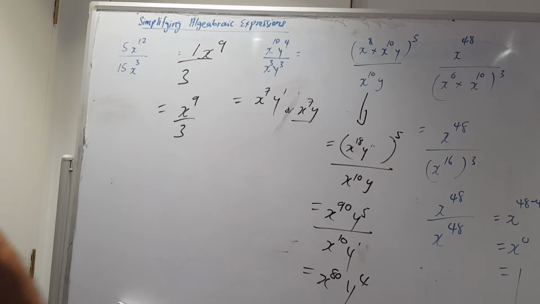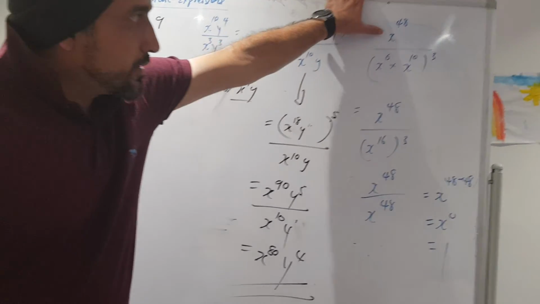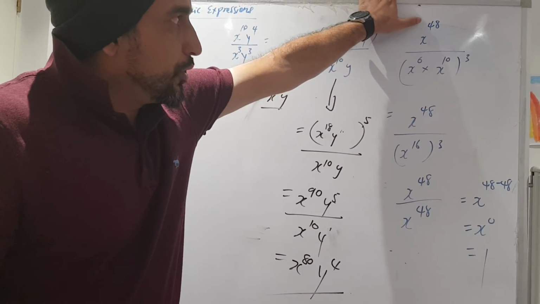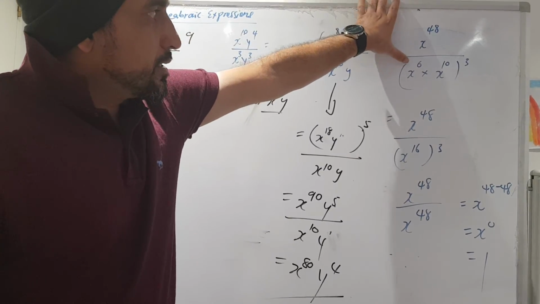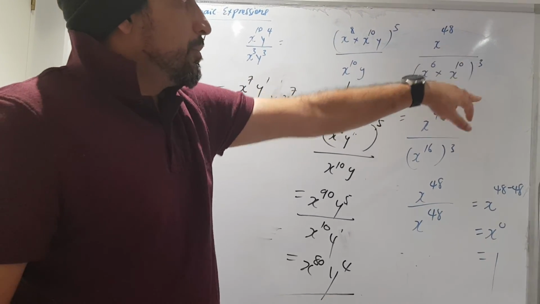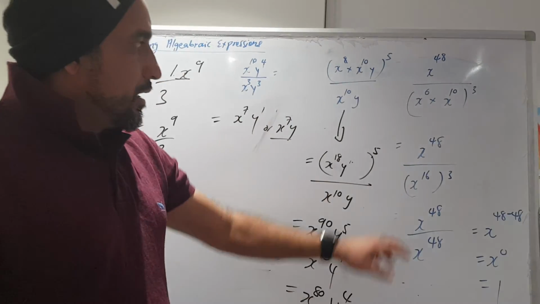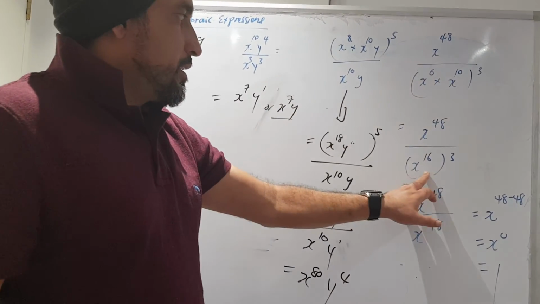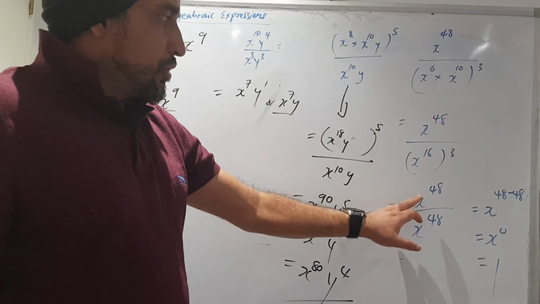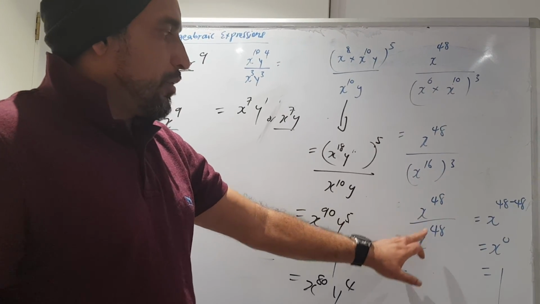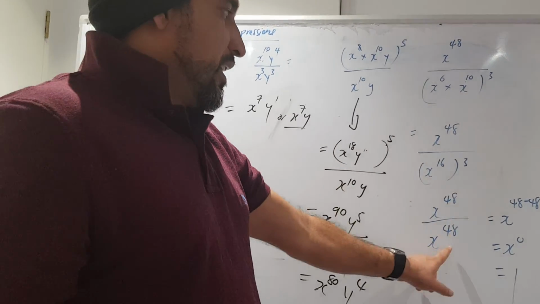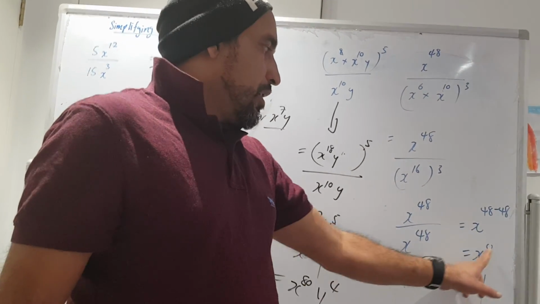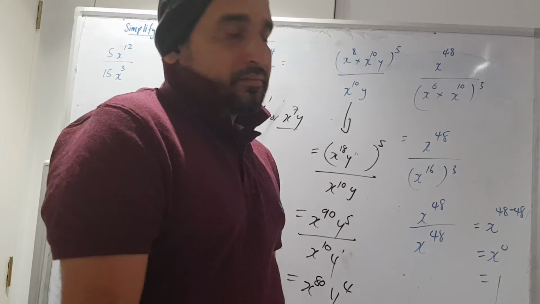That's simplification. Lastly, x to the power of 48 over x^6 times x^10 in bracket to the power of 3. x to the power of 48. 6 plus 10 is 16, 3 comes there. So x to the power of 48 over x to the power of 48. So we know that 48 minus 48 is 0. So x to the power of 0. Anything to the power of 0 is 1. Okay.